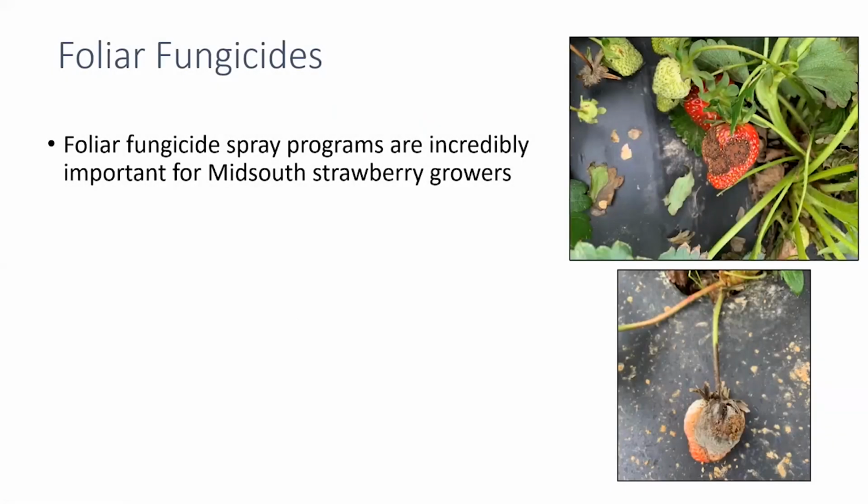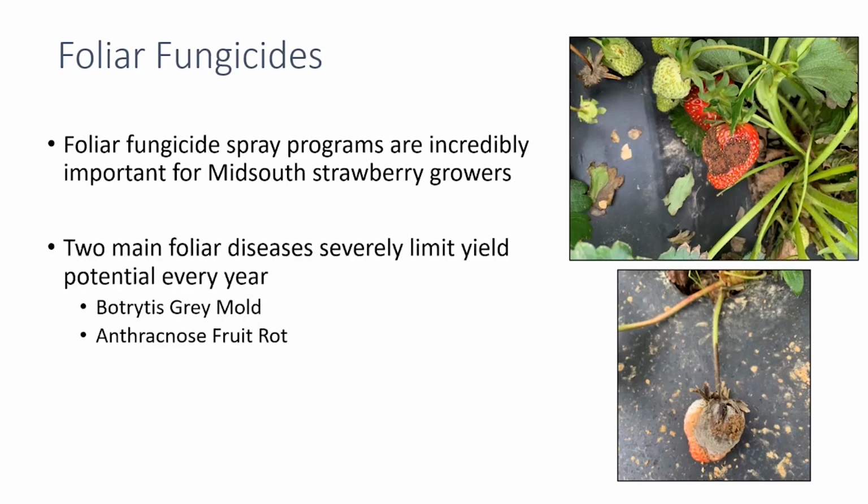If you're growing strawberries in the Midwest, in the Mid-South, or in the Southeast, you definitely have to use foliar fungicides to manage a few important diseases. The two main ones that we are talking about here are the ones infecting the fruit. That's really what your foliar fungicides in the springtime during flowering and harvest are targeting. Now, you do get a lot of control of other small diseases, maybe some of the leaf spots, but this is what you're targeting.